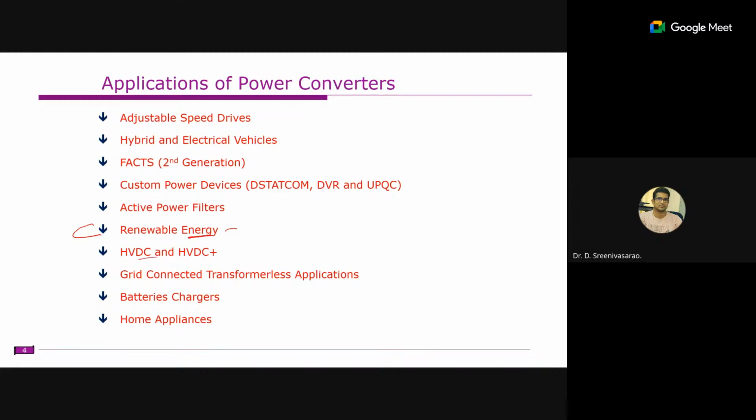So we have HVDC and HVDC Light or HVDC Plus, and the grid connected transformerless application. Normally if you are integrating to an 11 kV distribution grid, you typically require a transformer. By using these multi-level inverters, somehow we need to eliminate this transformer completely, so we can design the converter to a full voltage level. Right. So battery chargers for electric vehicles or battery energy storage systems, and home appliances like refrigerators, air conditioners, and handheld tools likewise.